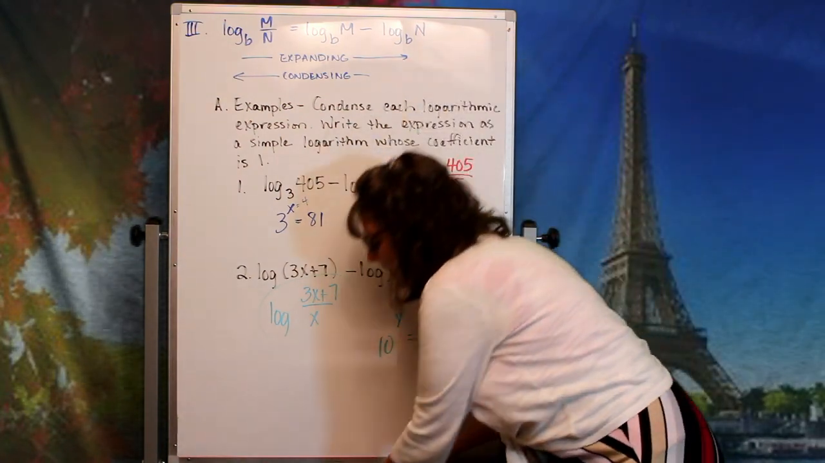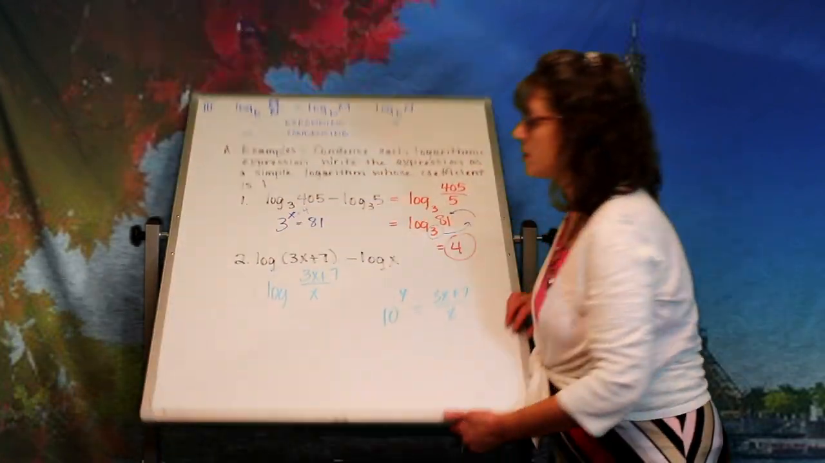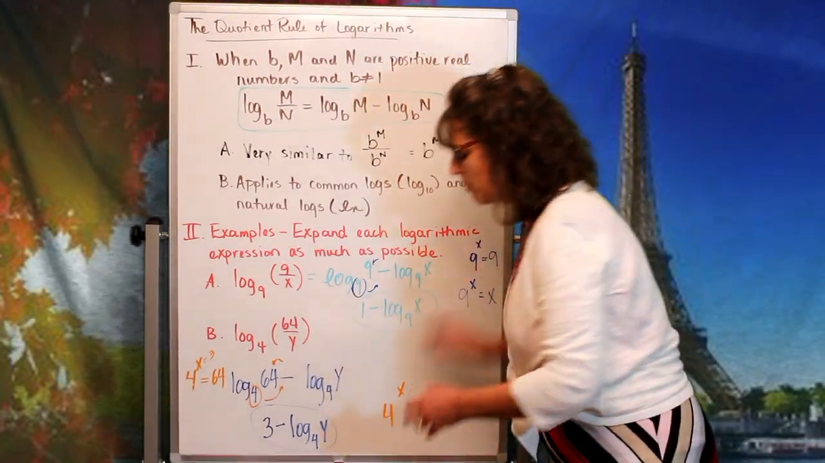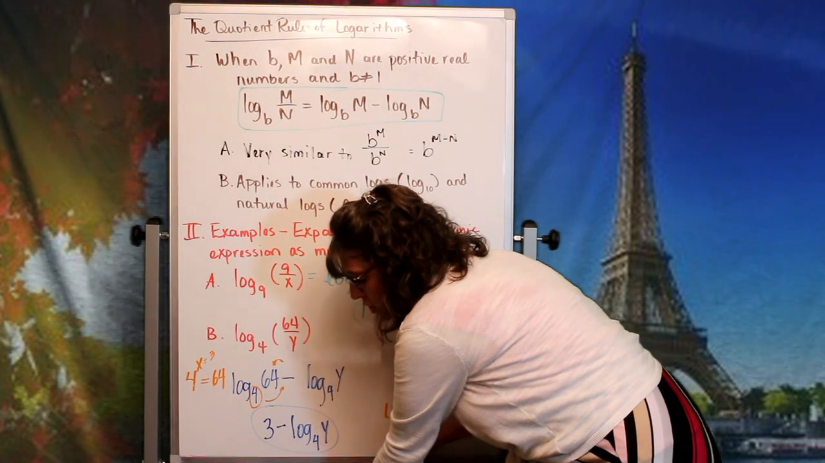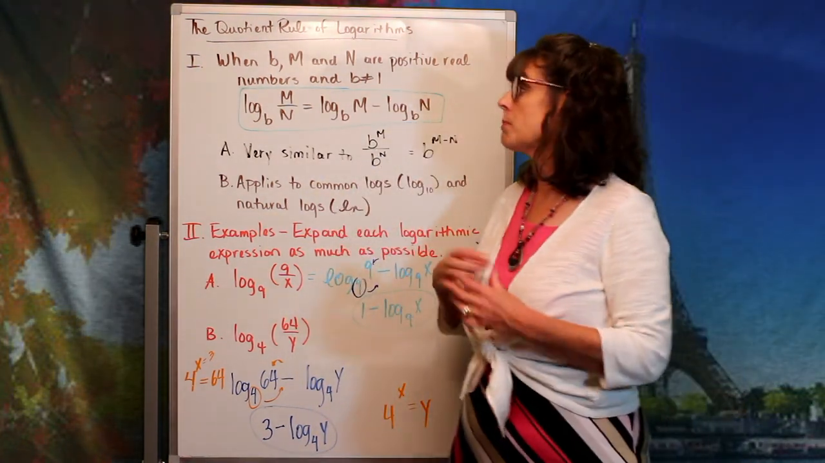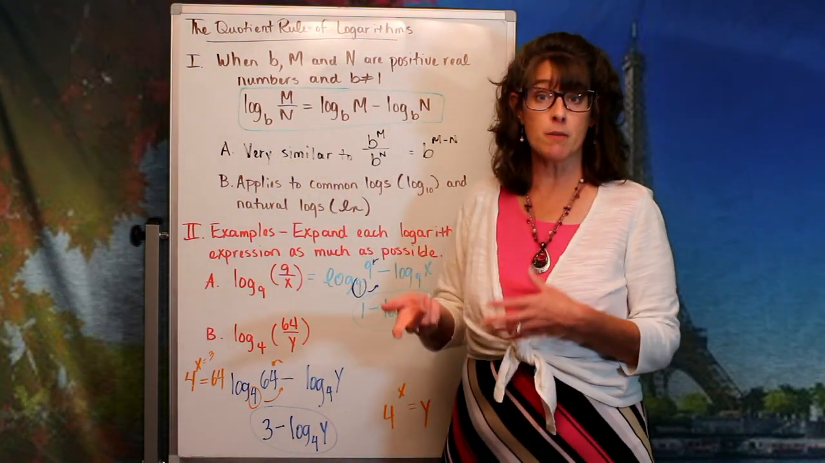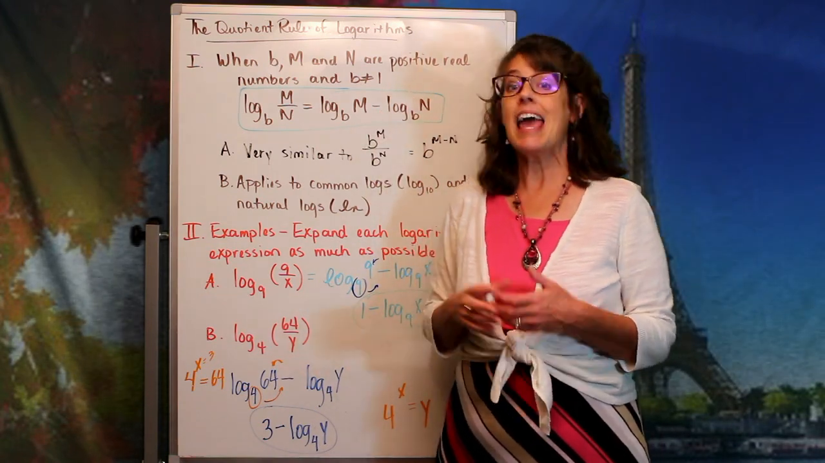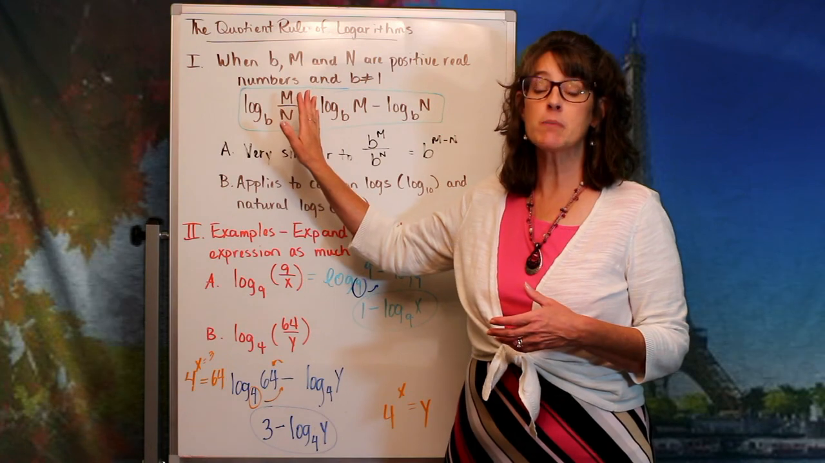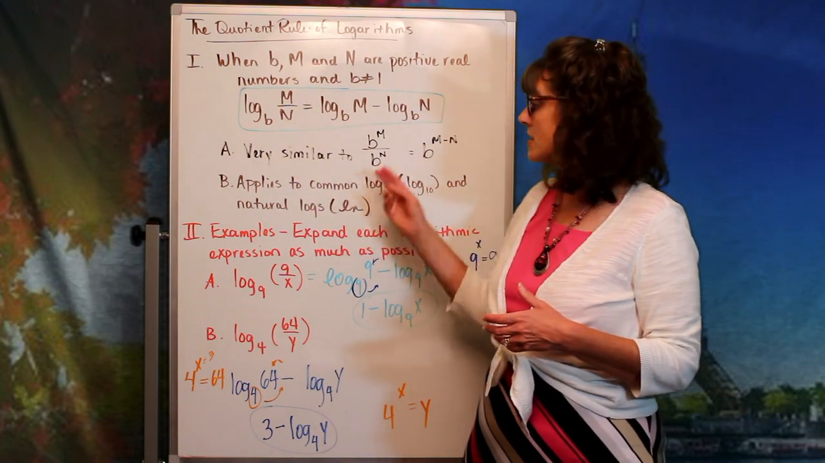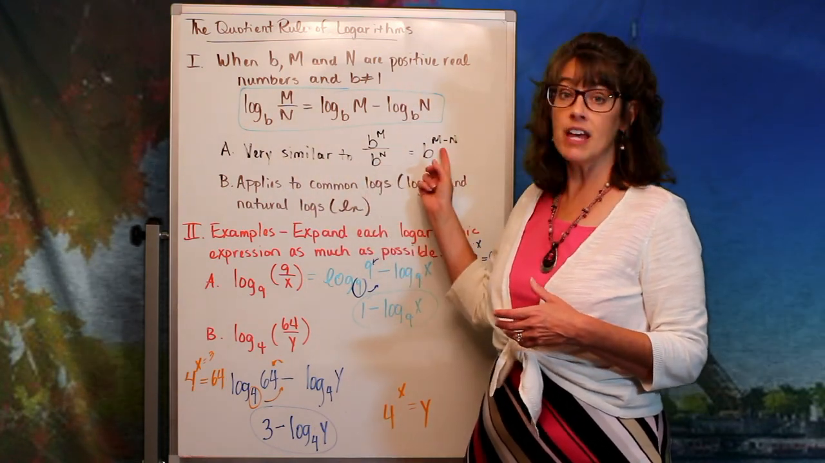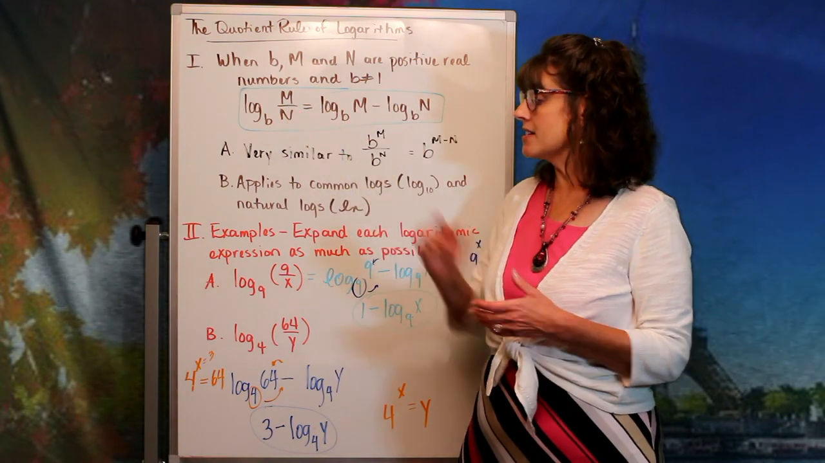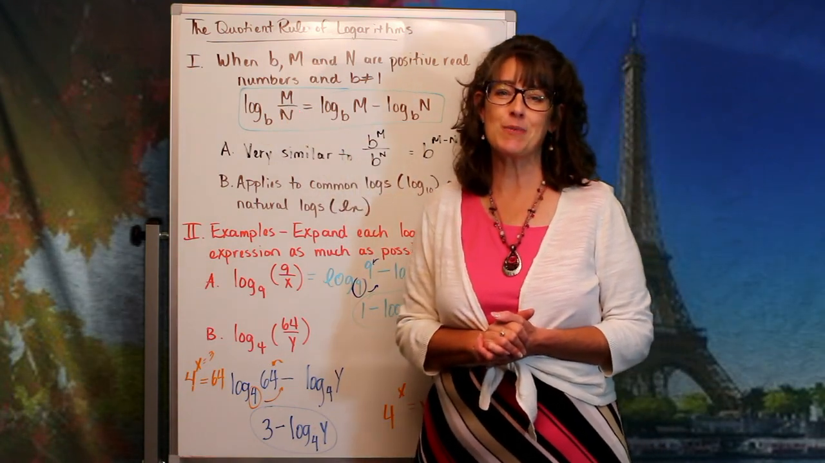So hopefully you're seeing that the quotient rule for logarithms is very much like the product rule for logarithms. They are basically opposites of each other because division is the opposite of multiplication, subtraction is the opposite of addition. And it's kind of easy to memorize because it goes back to those laws of exponents that said when I divide, that leads to subtraction. I hope that helps. Have a great day.